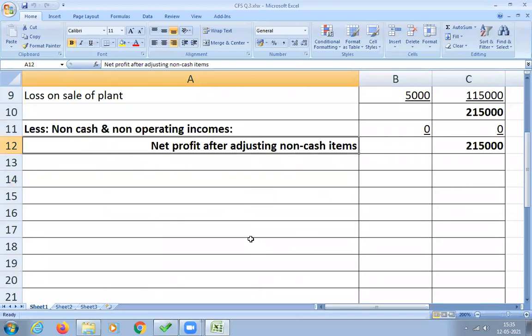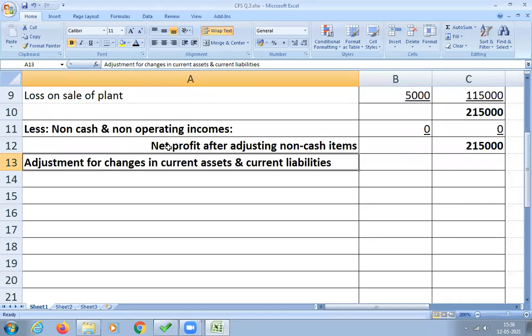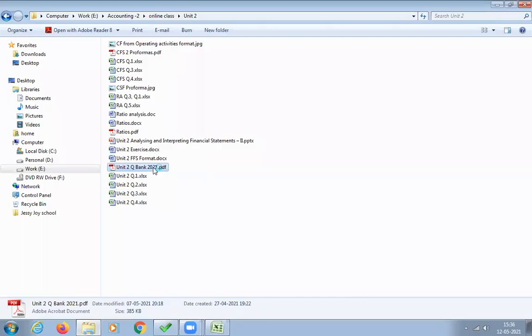So what is the next step now? Cash flow from investing activities? No, one more very important thing you have to do now: the increase in current liabilities and decrease in current assets. Let's check the adjustment for changes in working capital, which is nothing but current assets and current liabilities. So let us open the question bank.